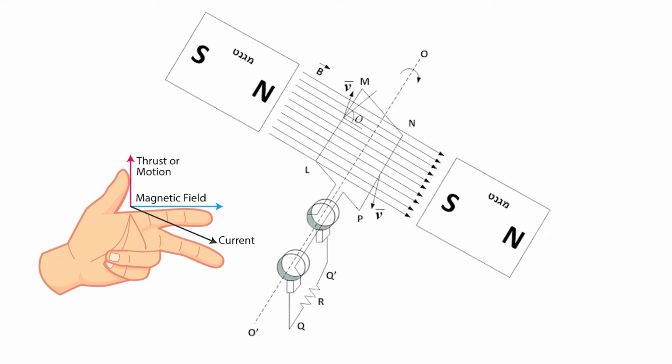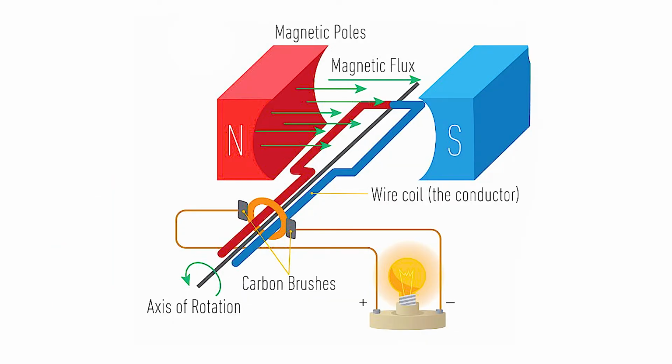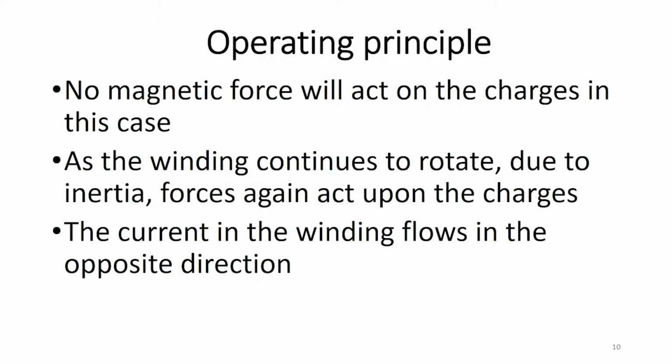According to the left-hand rule, in this case, the current will flow from point Q tag to point Q in the load R. It means that the current is reversed. The winding continues to rotate and the current flows until the winding plane is perpendicular to the magnetic field again. No magnetic force will act on the charges in this case. As the winding continues to rotate due to inertia, forces again act upon the charges. The current in the winding flows in the opposite direction.